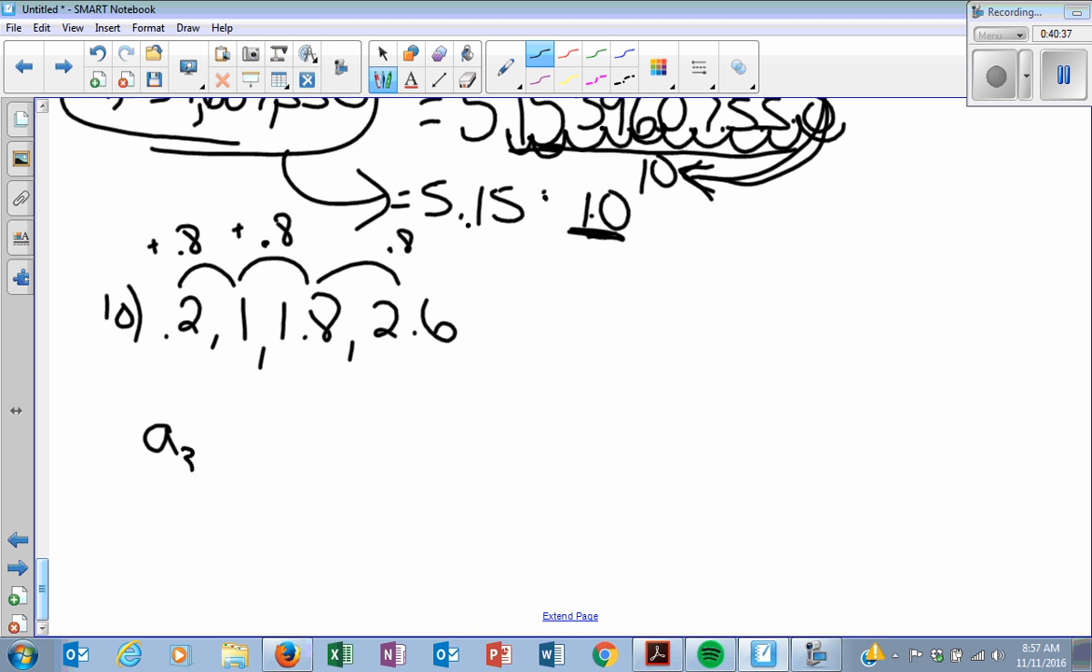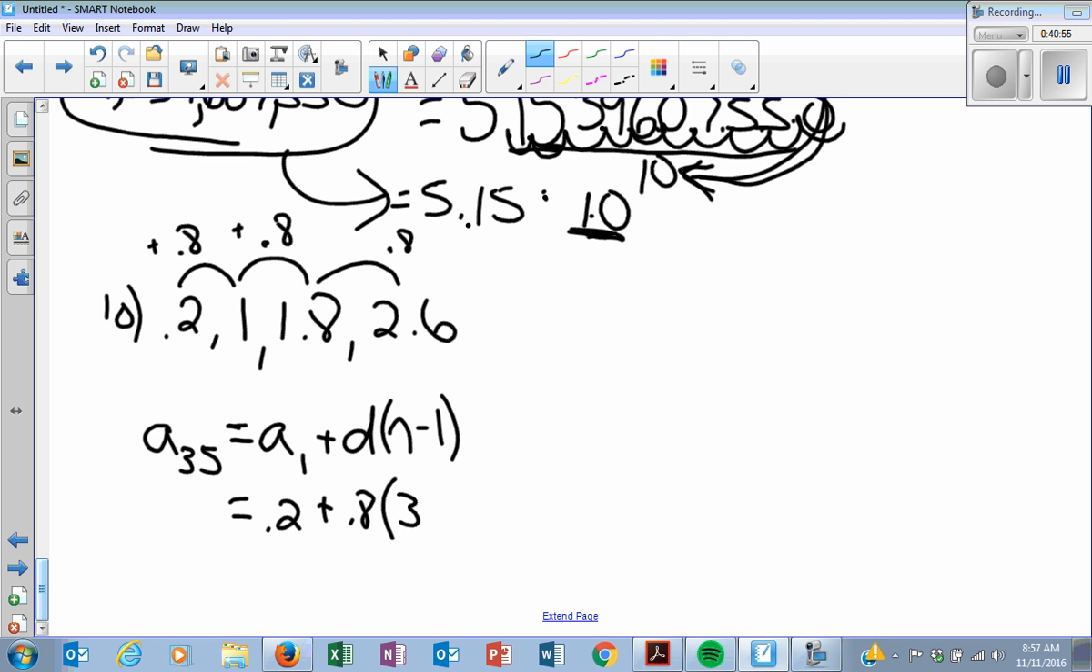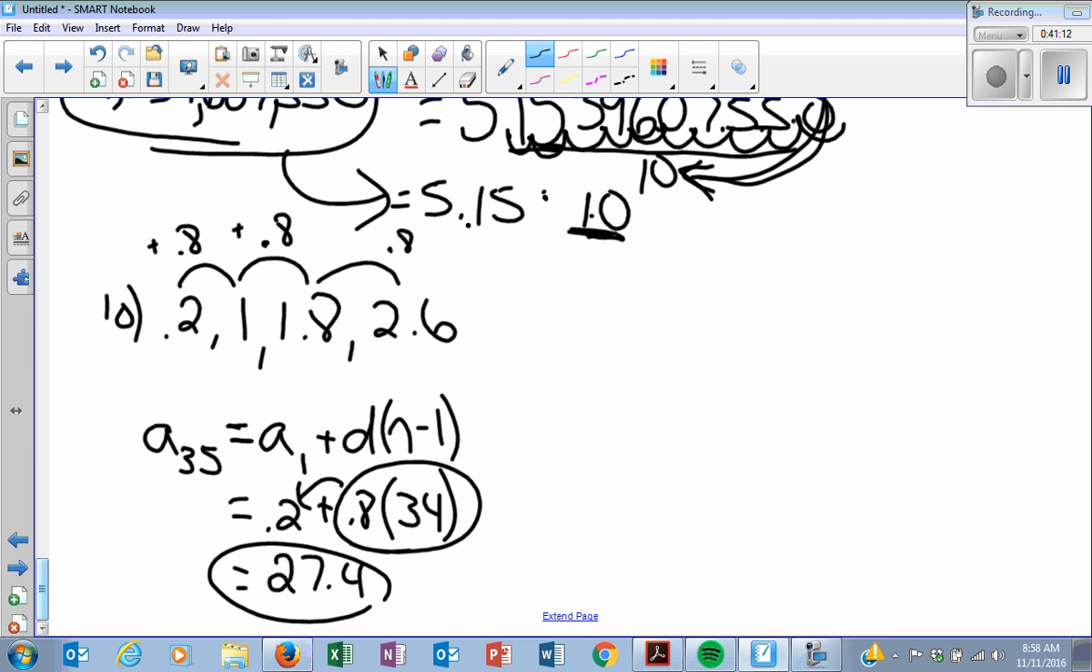So a_n, they want the 35th term, is going to equal... my formula for this is a1 plus the common difference times n minus 1. So I fill that in. a1 is 0.2 plus the common difference is 0.8 times 34 because n minus 1. So I pop that in my calculator. I do 0.8 times 34. I then add 0.2. And when I do that, I get an answer of 27.4. That's my final answer.